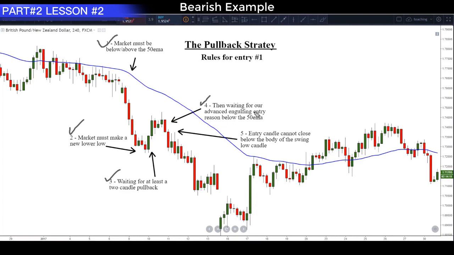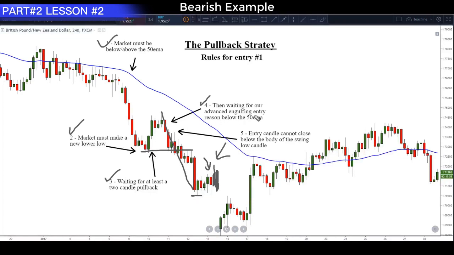Rule number 4, do we get an advanced entry reason below our 50 EMA? If I take this off, if we just don't pay attention to that or that, let's see if you can spot that advanced entry. Remember, if we have a swing high that ends up being an engulfing candle, then that is one of our advanced entry techniques. And here we do. We have that 1, 2, 3 met, meaning market's below the 50. The market is creating new lower lows with this impulsive move down, breaking into trend continuation to the downside. We waited on more than a 2 candle pullback. We have 3 green candles pulling back from our swing low here.